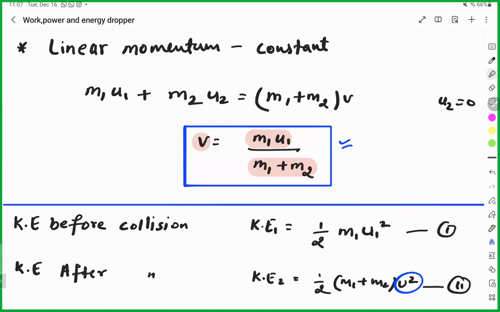Any doubt? No, sir. Everybody is okay with that? Okay. Because now, if you understood 1D, then we can do 2D.